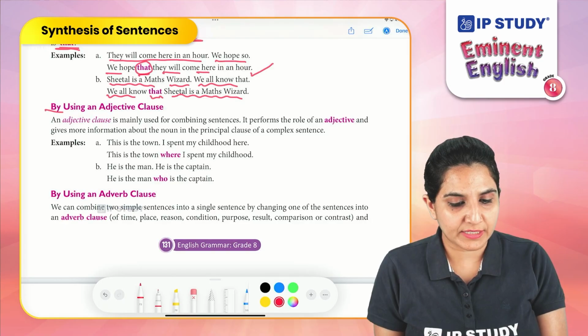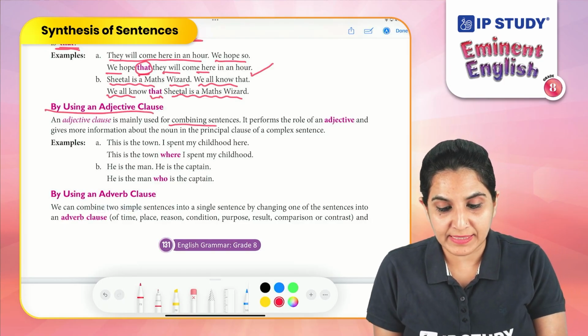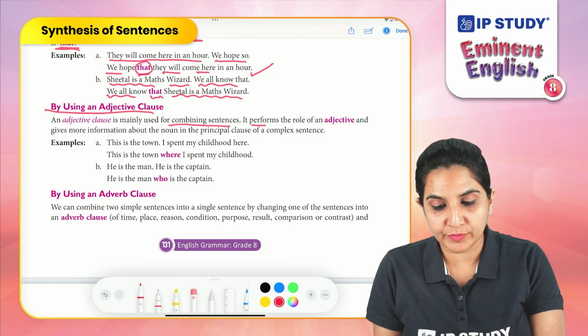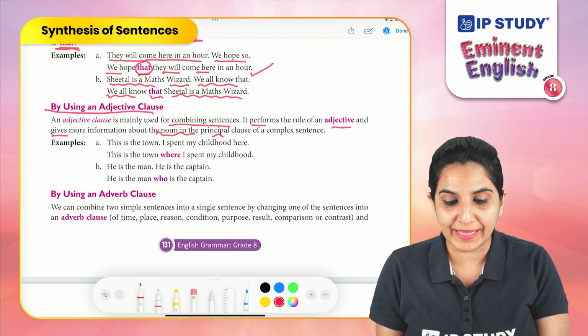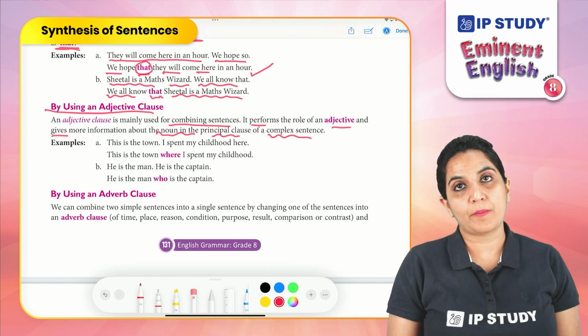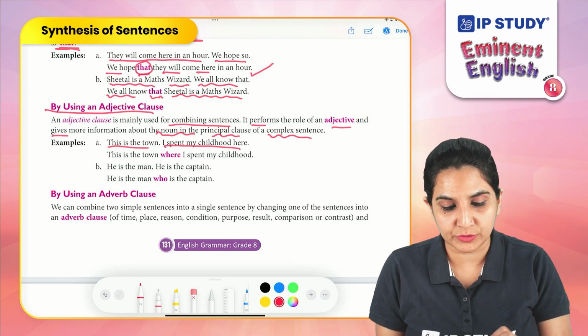By using an adjective clause. An adjective clause is mainly used for combining sentences. It performs the role of an adjective and gives more information about the noun in the principal clause of a complex sentence. This is the town. I spent my childhood here.